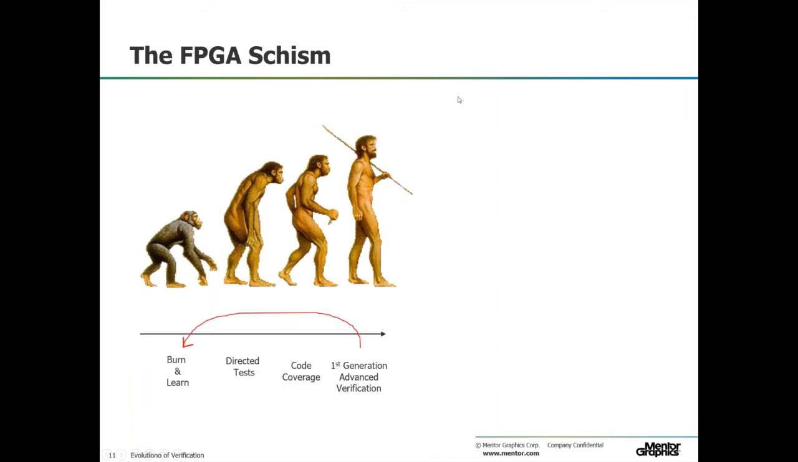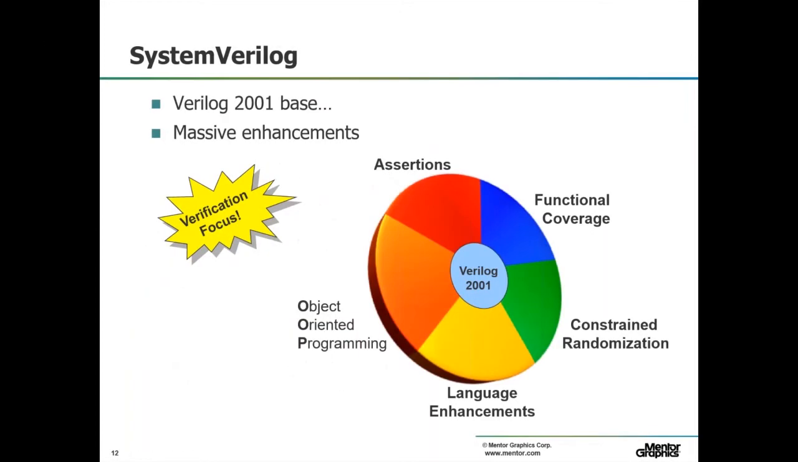I like to say that a bunch of people's chimp brain reasserted itself. And in the FPGA world, we went back to this burn and learn mentality. That was right at the beginning of the millennium. A lot of that was going on, and it's taken a while for the FPGA world to come back up this evolution tree and get into the same realm as ASIC verification.